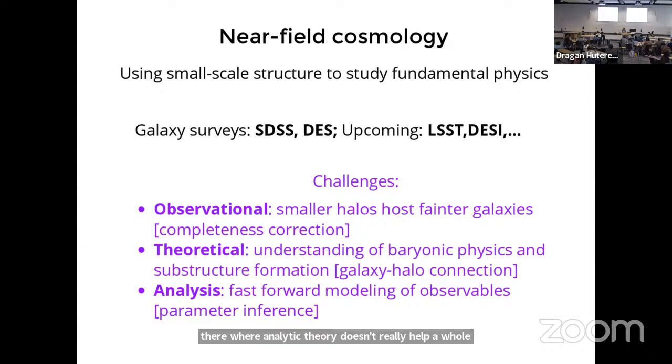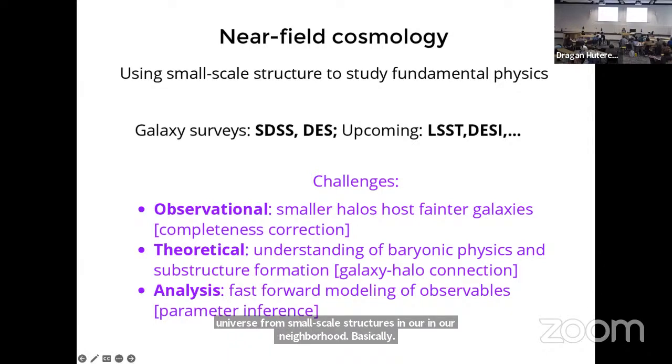And then you have to do all of that in the context of fast forward modeling to be able to sample your parameter space, which is a crazy difficult problem to do. Because remember, we run simulations to just produce one halo and so on. But that's where the field is headed. It's the field of near field cosmology, where we're trying to learn properties of the constituents of our universe from small scale structures in our neighborhood, basically.